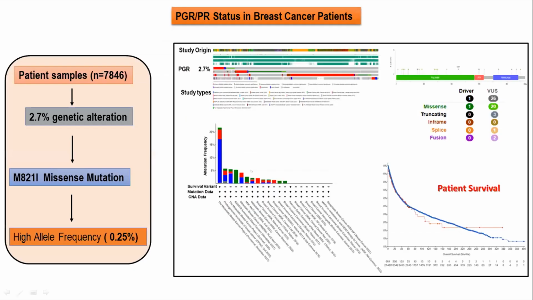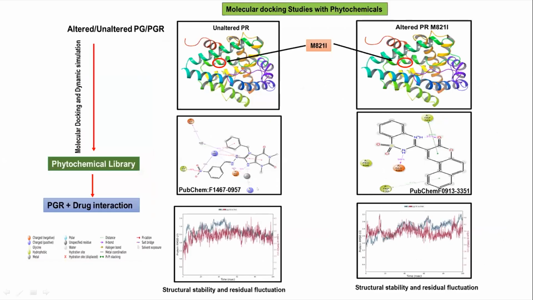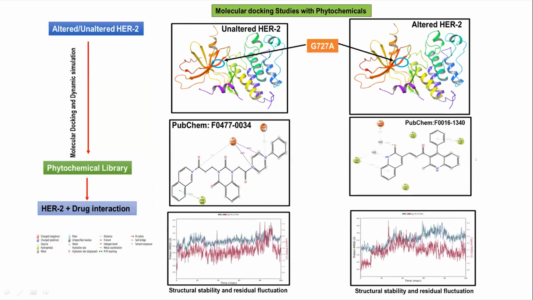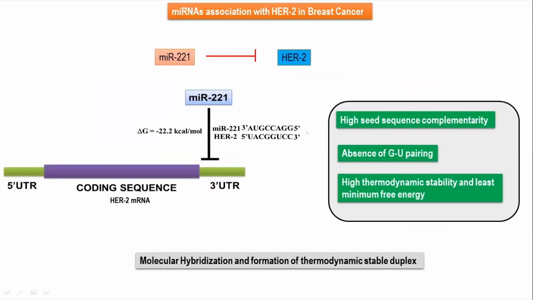Similarly, for PR, we did a similar strategy, and we have come up with, again, different sets of compounds binding at different positions, both for the unaltered and the altered PR. Similarly, we have looked into HER2, and we have obtained a different set of phytochemicals, a series of compounds which bind effectively and differently to both the highly expressed as well as the mutated cultures. And in all these, when it comes to the microRNAs, here we are only highlighting specifically microRNA 21 because of its efficient binding mechanism.